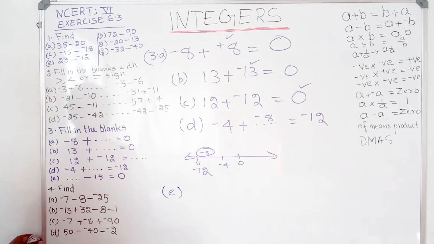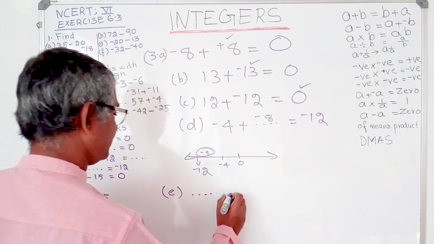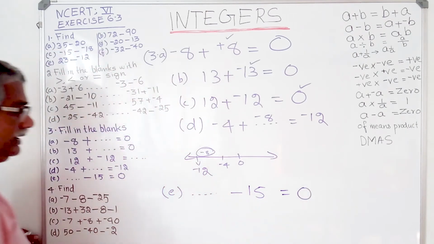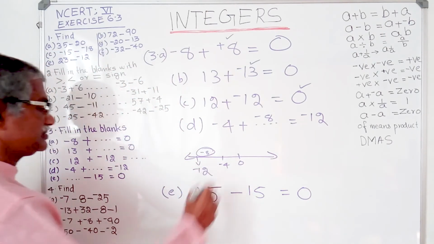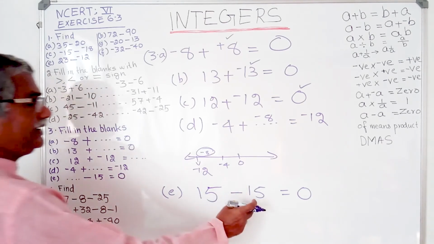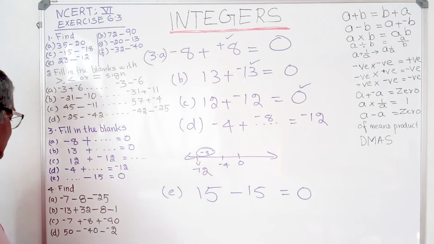E. A number, we don't know, subtracting 15, getting 0. A number subtracted from itself, getting 0. An additive inverse added, getting 0. The same number subtracted, getting 0.